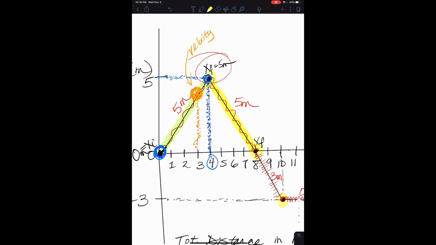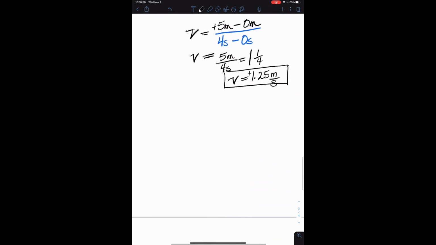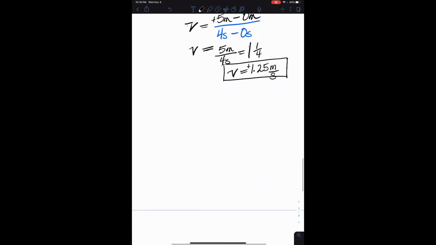What would that look like really quick? Well, I'd probably just have to pick a final position right here, initial position right here. So 8 seconds minus 4 seconds, 0 meters minus 5 meters. So I think I would get something that looks like this. I would get v equals, let's see if I can write this out, xf minus xi over tf minus ti.